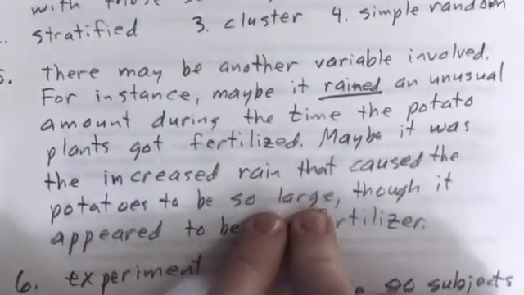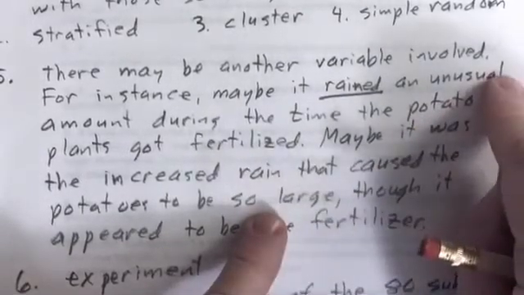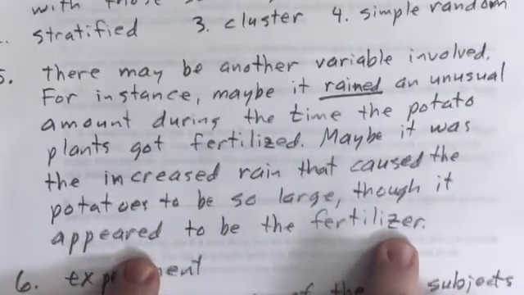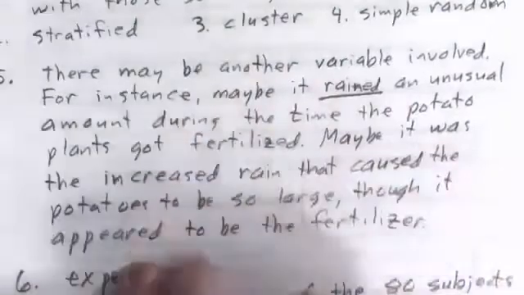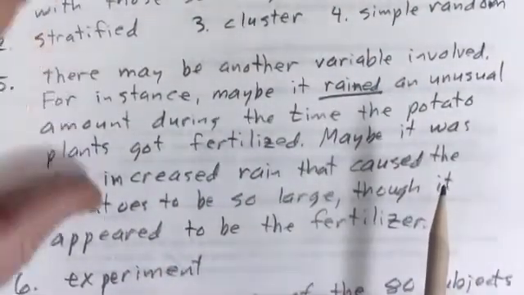So that is connecting the other variable, the rain, with the response, the size of the potatoes, though it appeared to be the fertilizer. So I've connected all three variables. That's what you have to do. Okay, and so that's explaining a confounded situation.